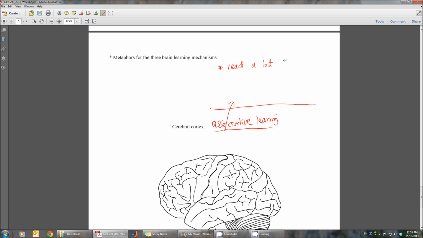So you can read different textbooks, you can read blogs explaining some contents related to this unit, or you can watch YouTube videos explaining the pathways and so forth. So read a lot and use the resources.